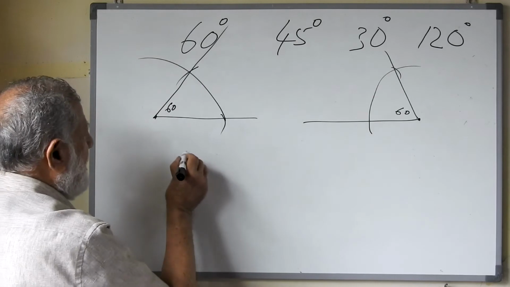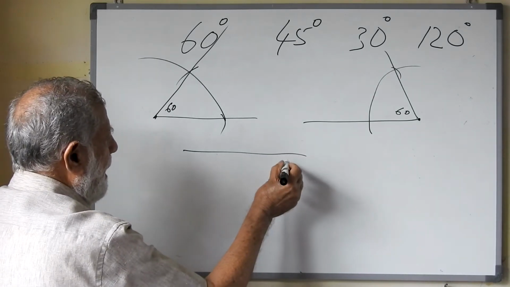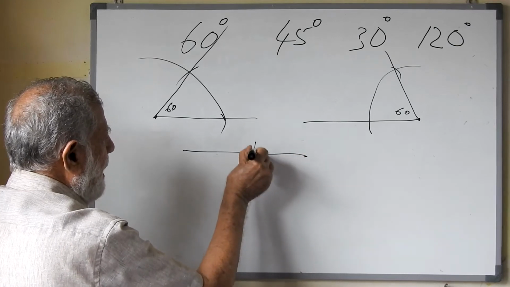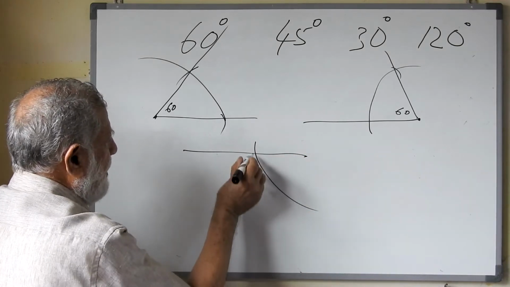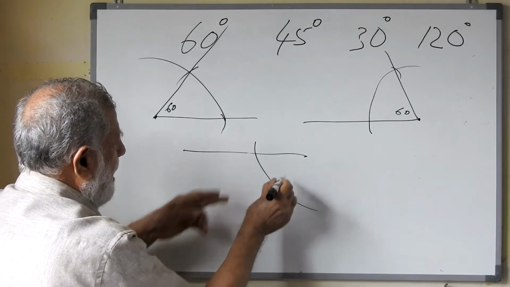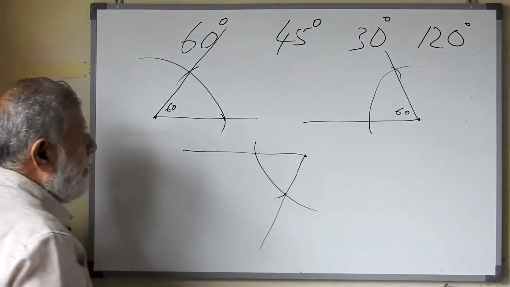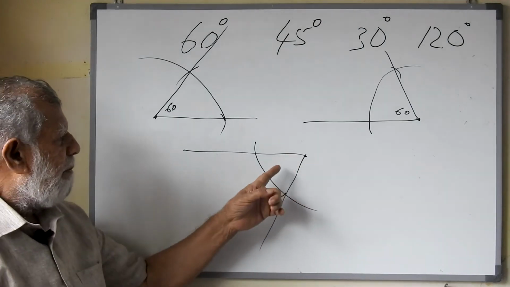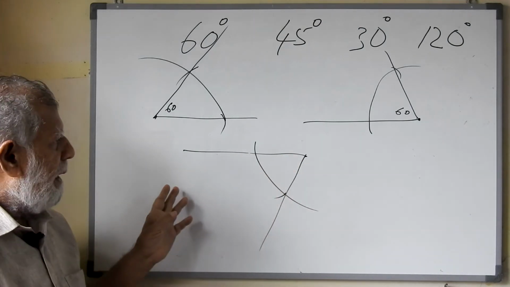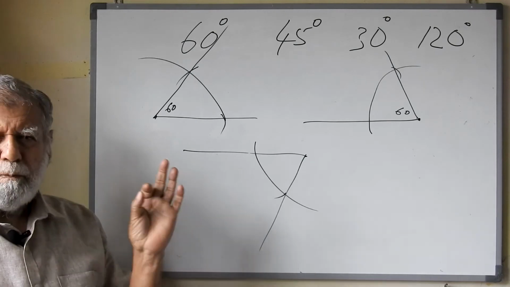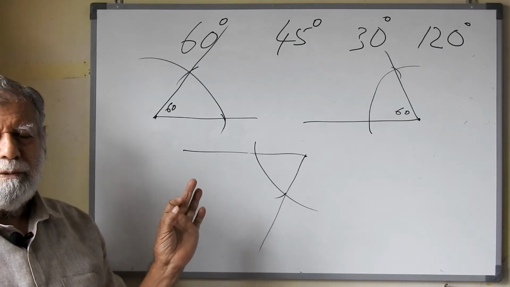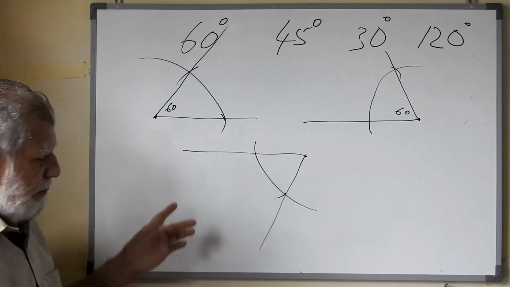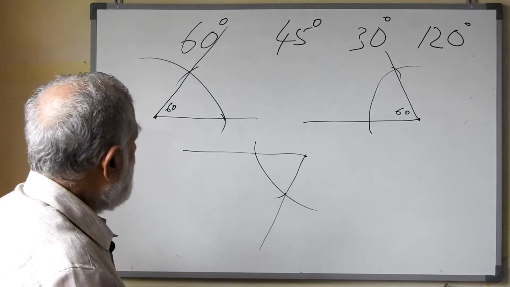Or if we want to draw 60 degrees down here, like this, what you do is put the point here and draw an arc like that. And from here, cut the arc and then join this. You must have a protractor so that you can measure these angles and make sure that you have got it right. It must be measured up to the degree. It should be 60 degrees, not 59 or 61 degrees. So this is how you construct 60 degrees, children.